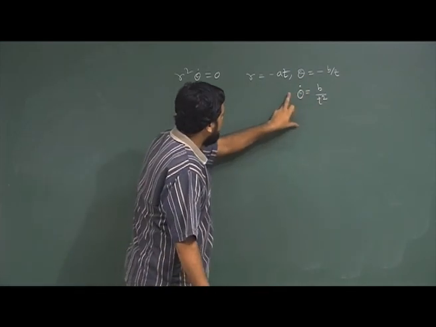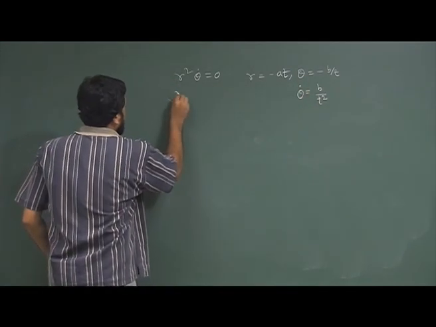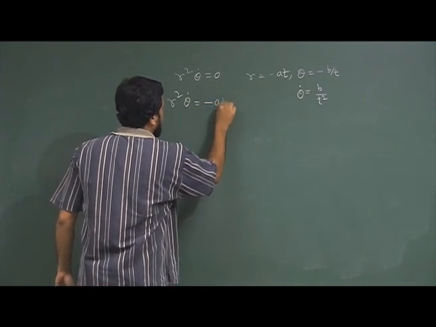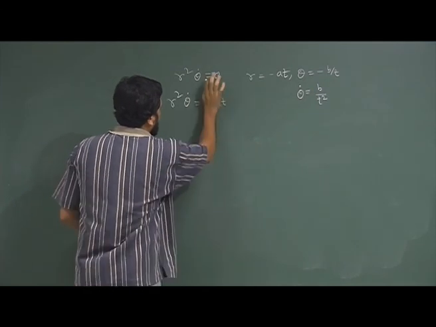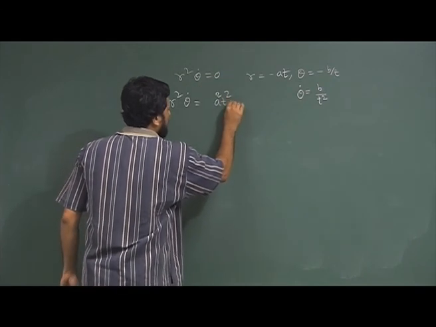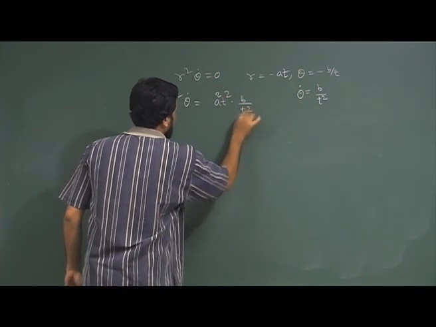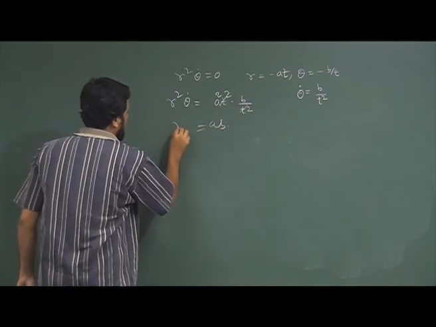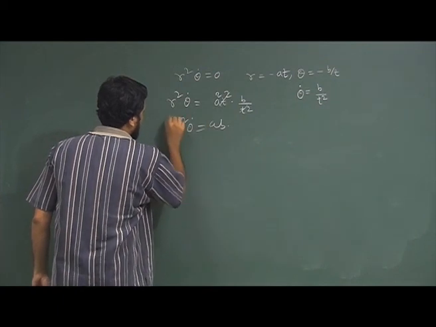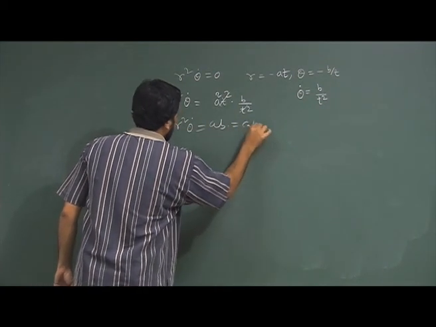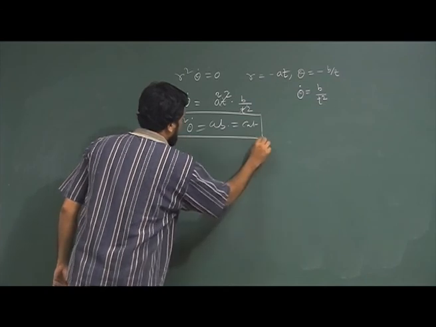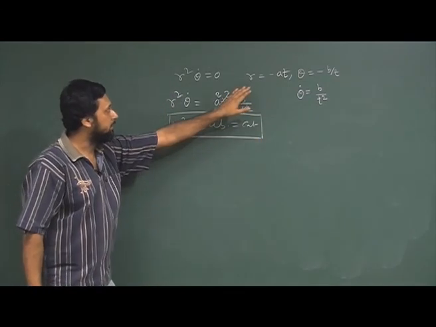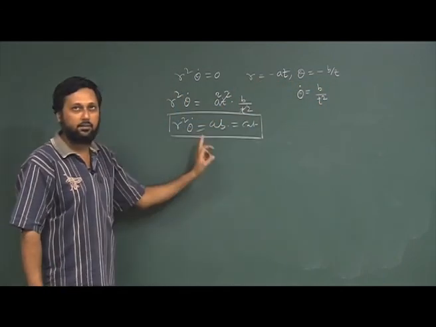So, we first estimate theta dot. So, r square theta dot will be nothing but, sorry, minus will not be there, a square t square into b by t square, which will be a b. So, r square theta dot is equal to a b, equal to a constant. Okay. So, we essentially proved that this orbit represented by this particular set of parametric equations is a central orbit.